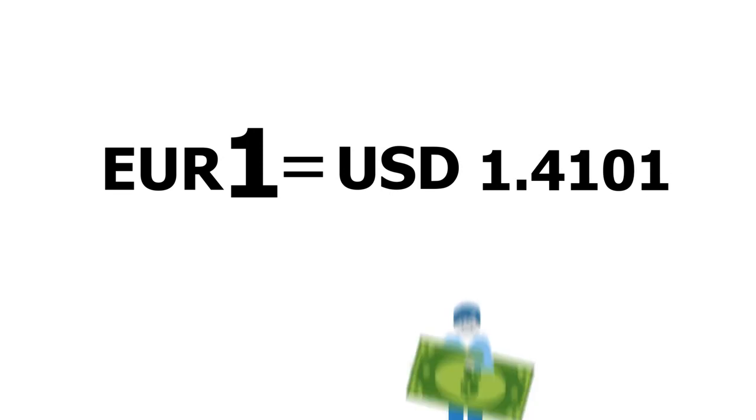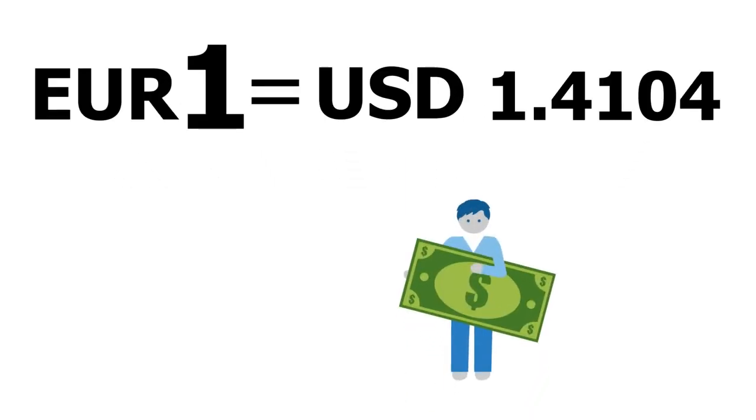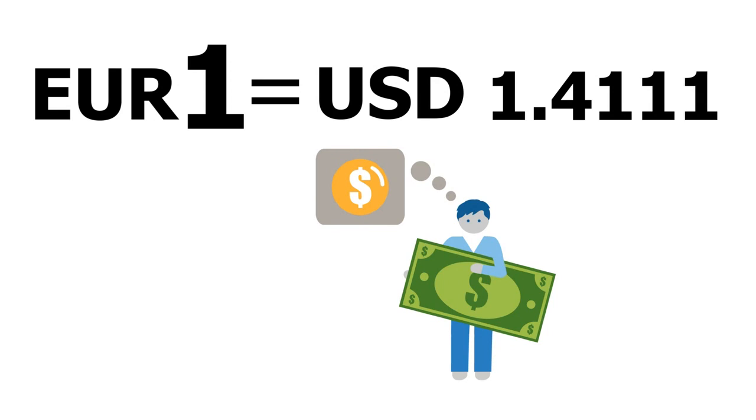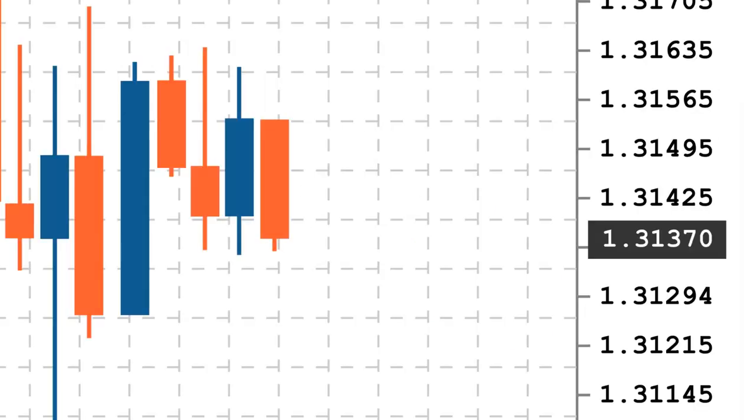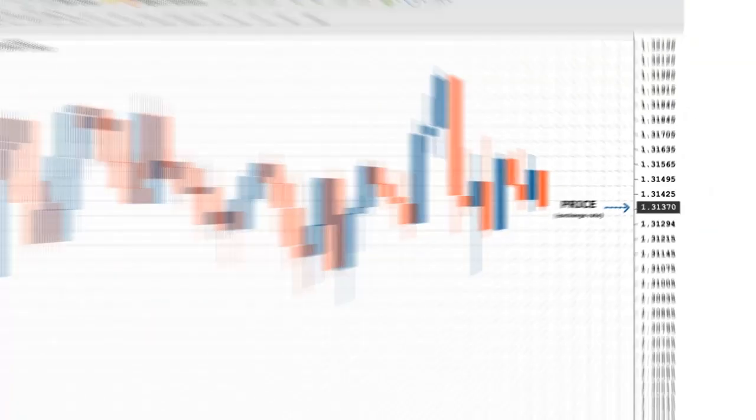If you think that the euro could get even stronger, you may decide to buy the euro dollar in order to sell it again at a higher price. This is how we make money in the Forex market. So when you are trading, you will simply look at one number, which is the price on the vertical axis of the chart on the right-hand side.